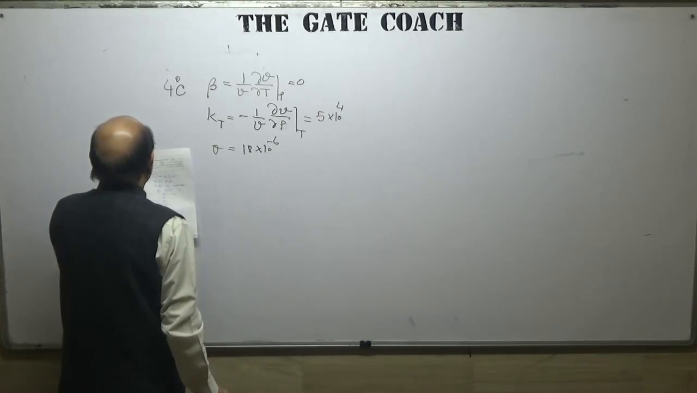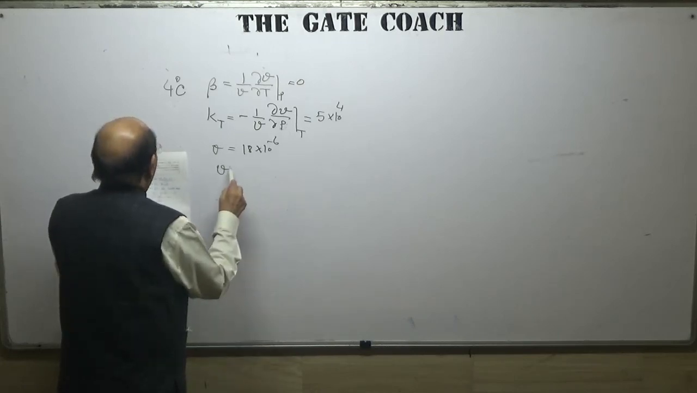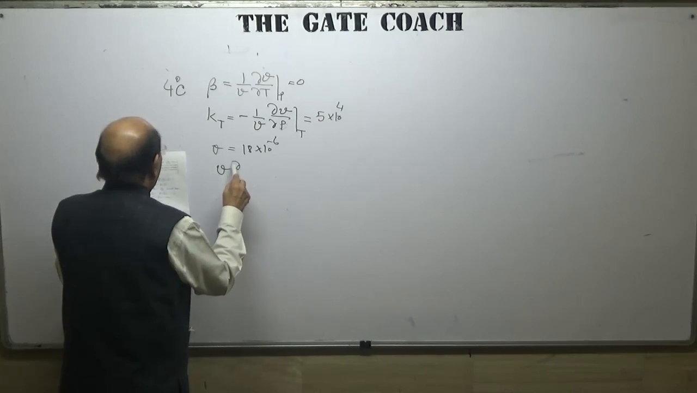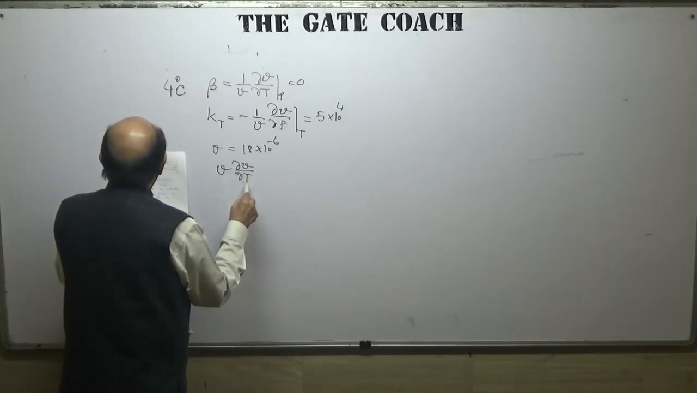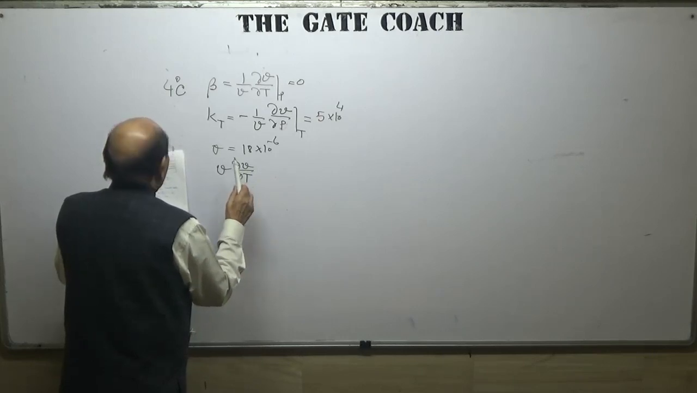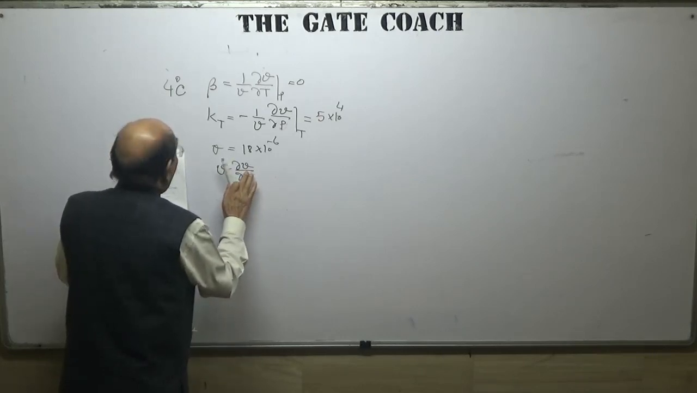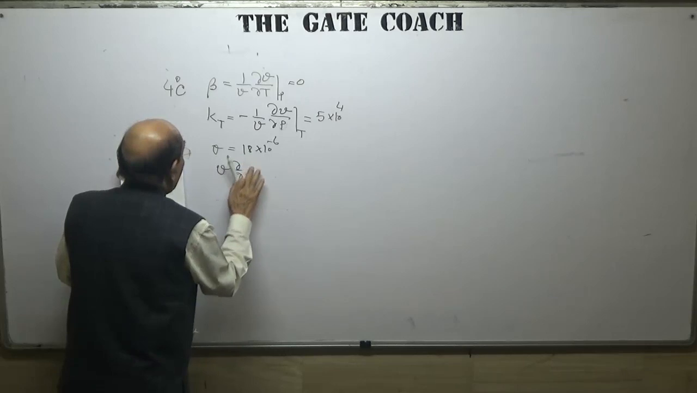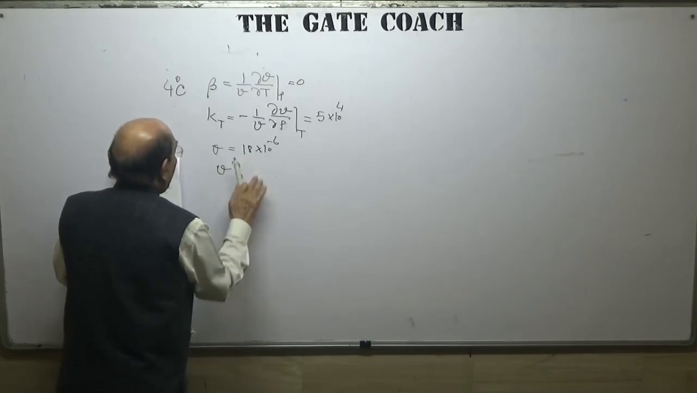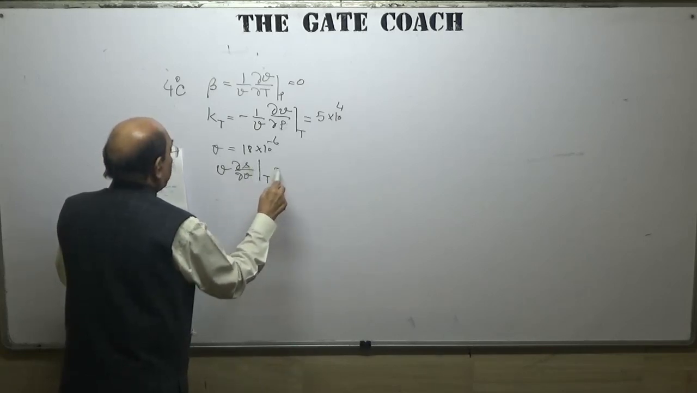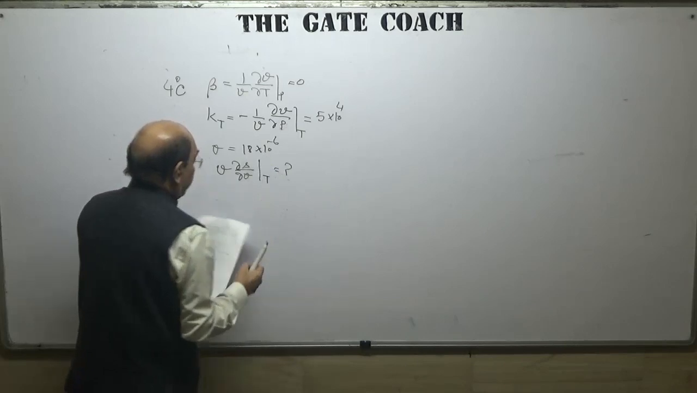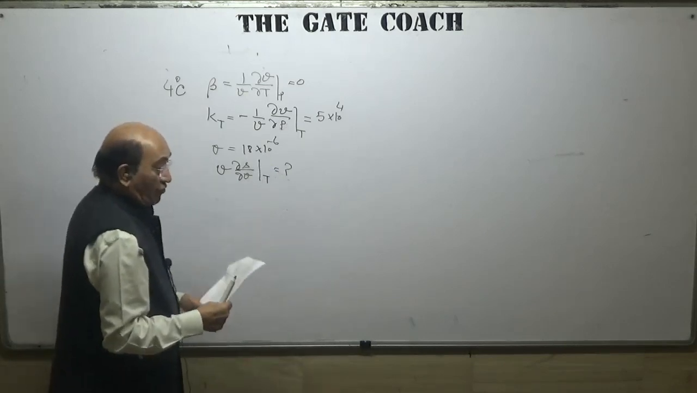If S is the molar entropy at 4 degrees centigrade, we have to determine the term V del T upon del S, upon del V at constant temperature. This we have to determine.